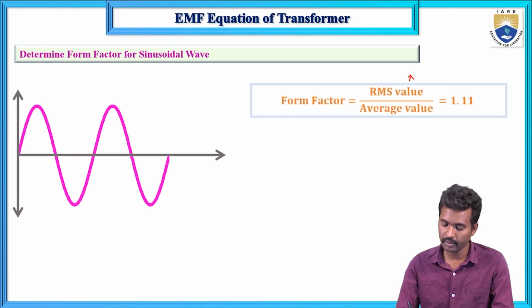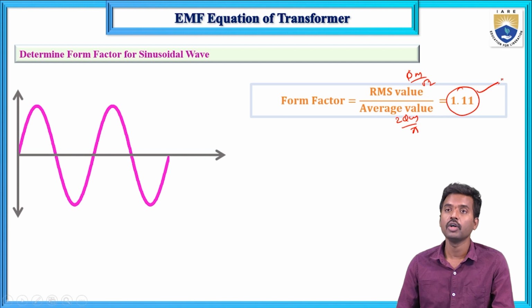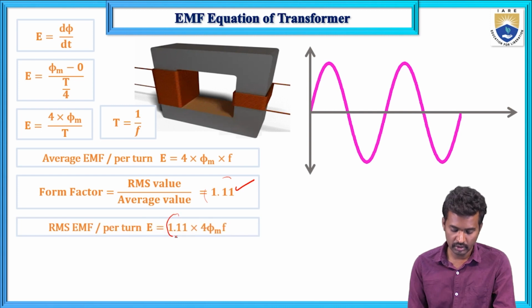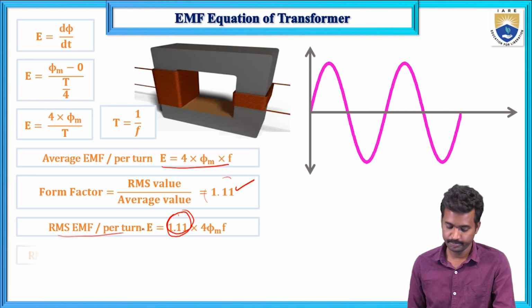Now you can write the RMS value: phi m by root 2 divided by the average, which is 2 phi m by pi. If you simplify this, you will get 1.11. This is important. We substituted this in the previous slide. So this is 1.11. This one is the average and this is the RMS.